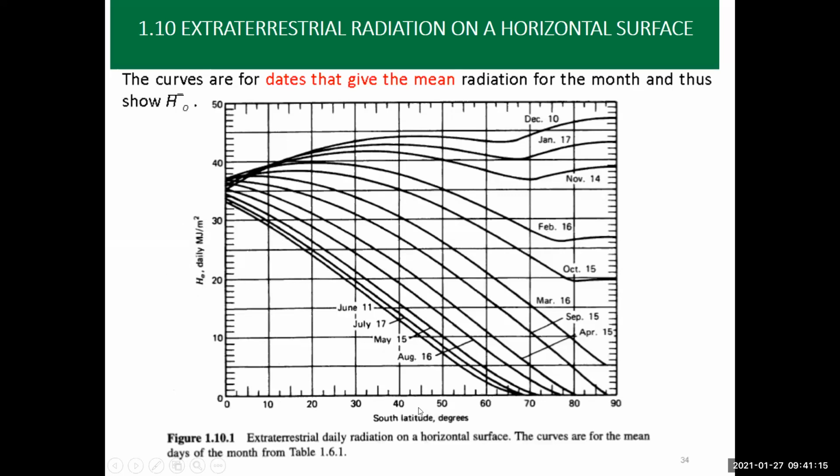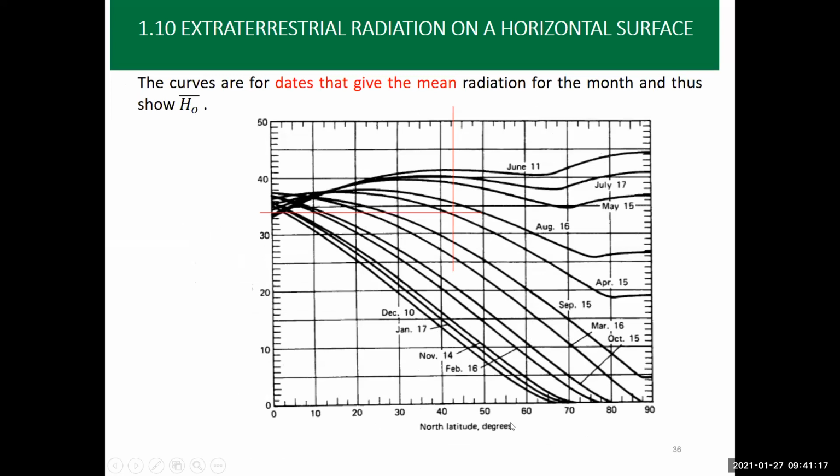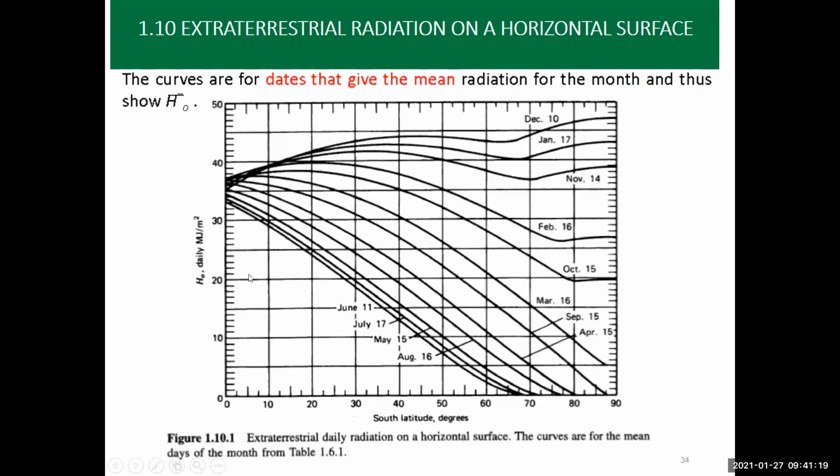That's for the south latitude. So this one is for the north latitude, and this one is for the south latitude. And the values are given as megajoule per meter square. Then you can calculate for a certain day, for example, what is the solar radiation that is falling in.